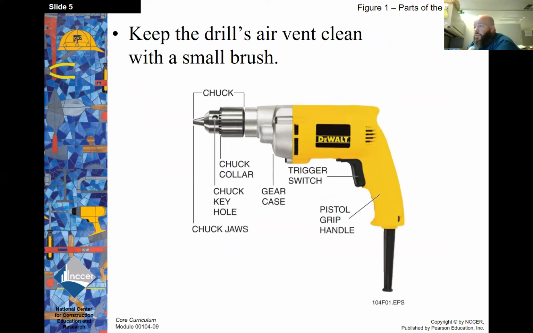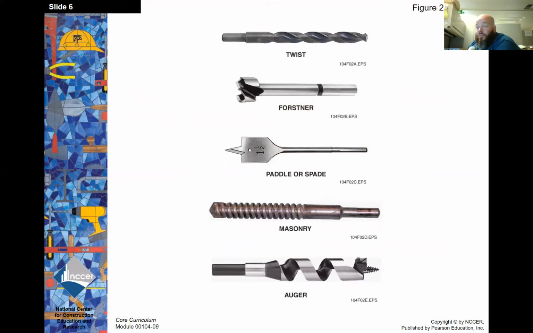All right, parts of a drill. Remember when you're using a drill, keep the air vents clean with a small brush to prevent the motor from overheating. This could actually cause a fire. Here are some different drill bits. I think we're all pretty familiar with a twist drill, Forstner bit, paddle or spade bit, masonry bit, and the auger bit.